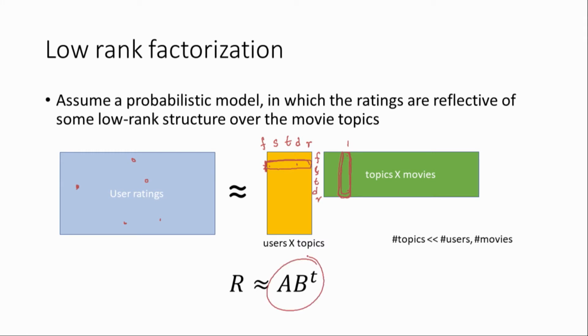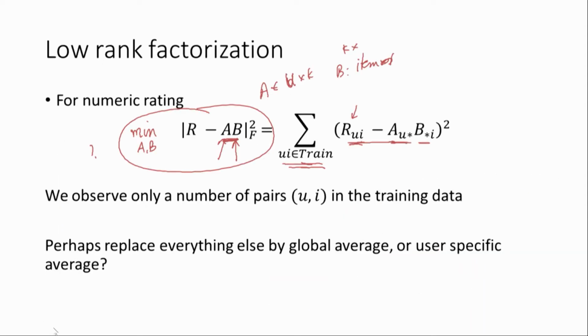So in some sense, I'm representing the ratings matrix by a low rank matrix, which is where SVD comes into play. And I'm saying, what is the low rank matrix that minimizes this error, which is the Frobenius error.